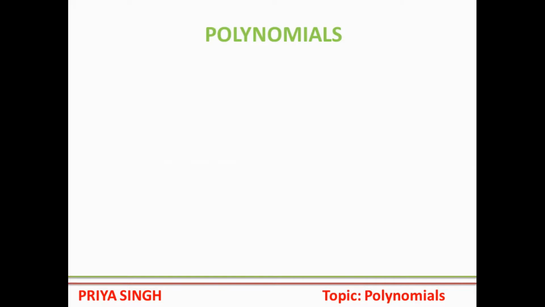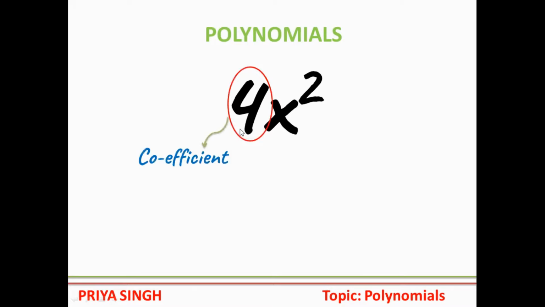in previous standards. Let us take one example, that is 4x squared. Let me zoom it for you. What I'm going to do here is explain you each and every component of this term. The first component is known as coefficient. They are nothing but the numbers.